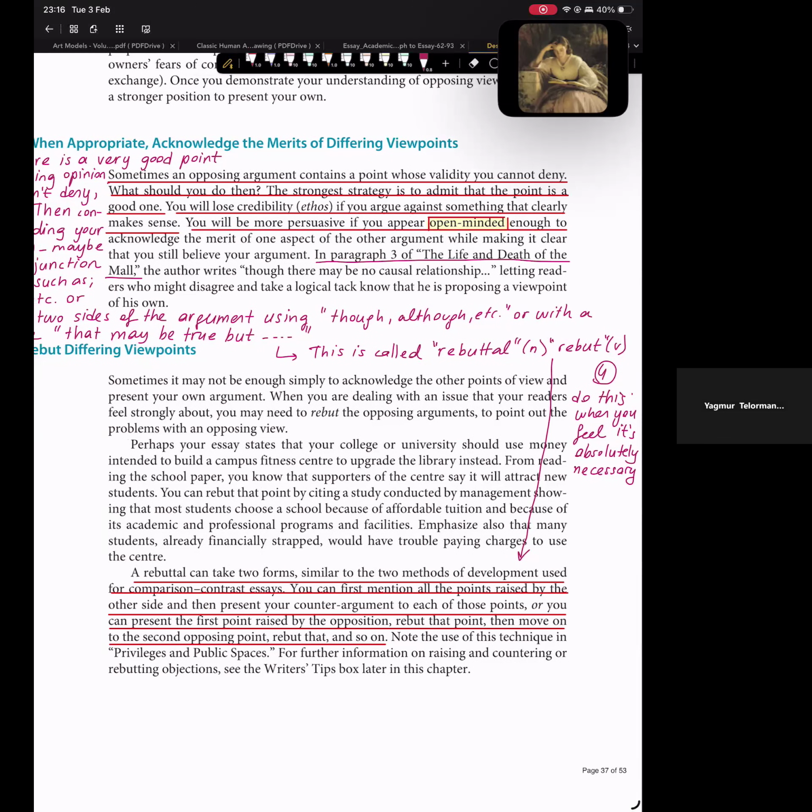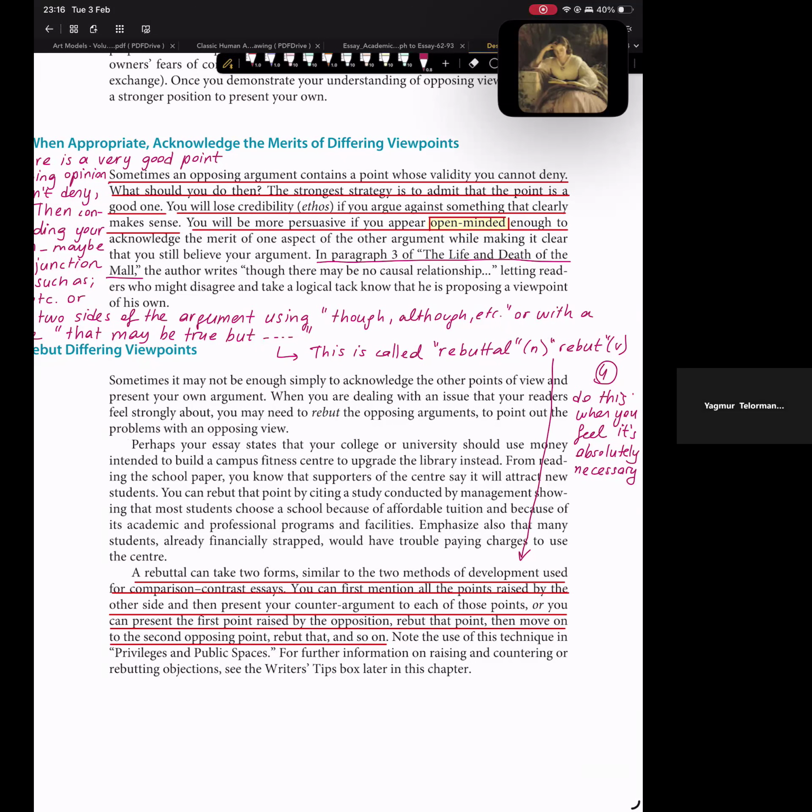Okay, but I recommend you to do this when you feel it's absolutely necessary, because I don't want writing an argumentative essay to be too complicated for you guys. This will be your second argumentative essay and the first time trying to apply these rules in your essay.